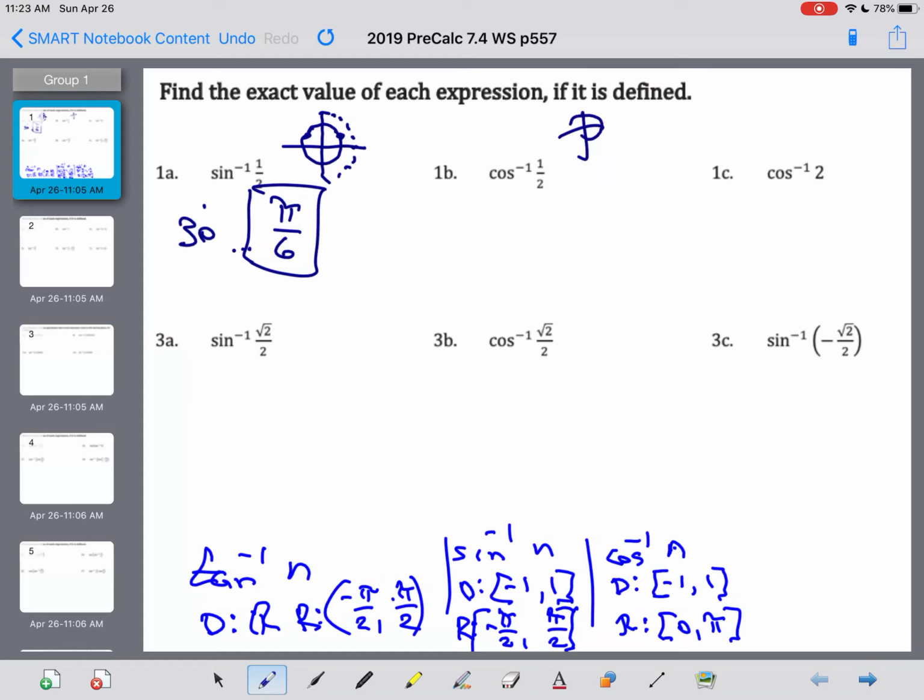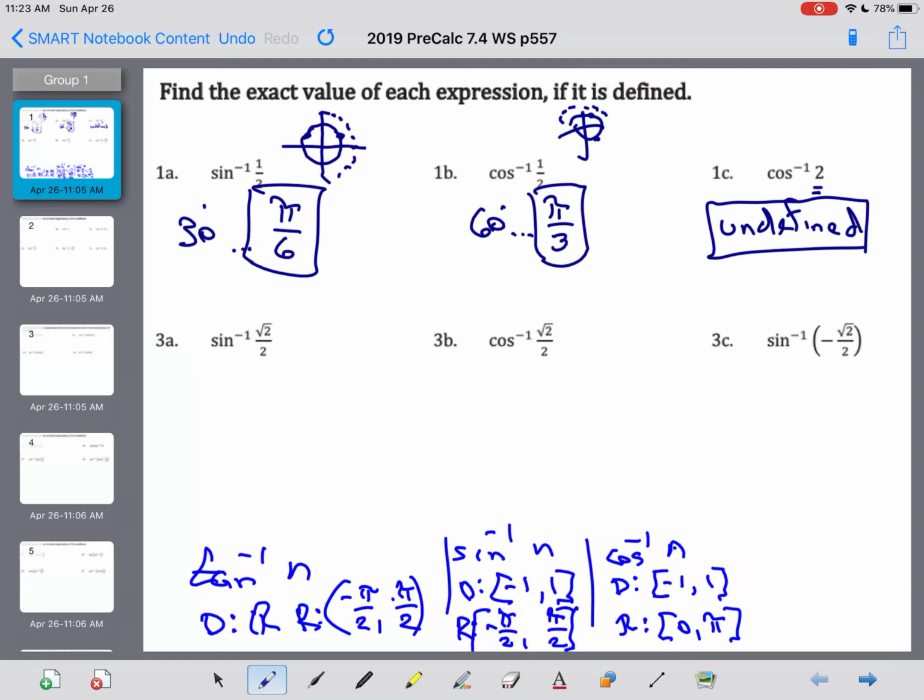Similarly here, cosine values are here and here. But again, I want from 0 to pi, so here is my range for answers. So that'll be 60 degrees, which is pi over 3. Now again, you could type these on your calculator, but you will not get exact answers in terms of the radians. Here, cosine inverse of 2 violates my domain, so we're going to say undefined, because it does not follow the domain for cosine inverse.